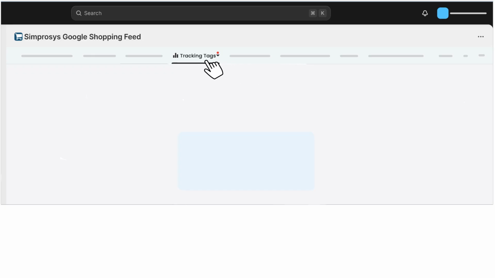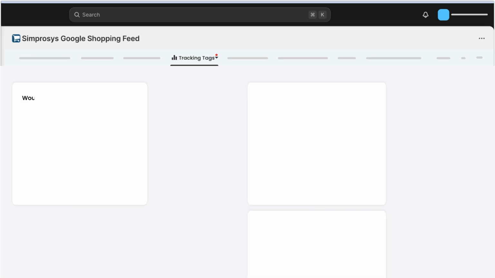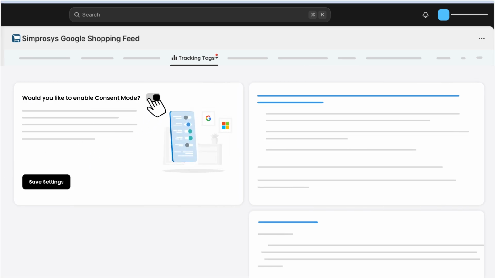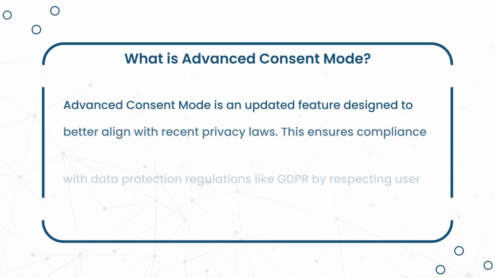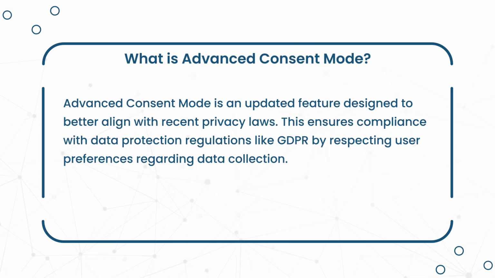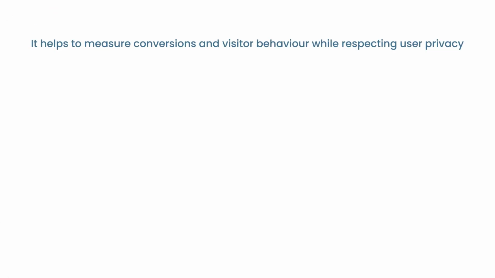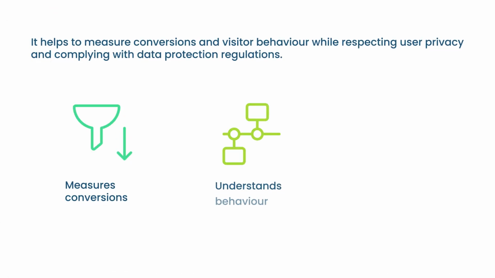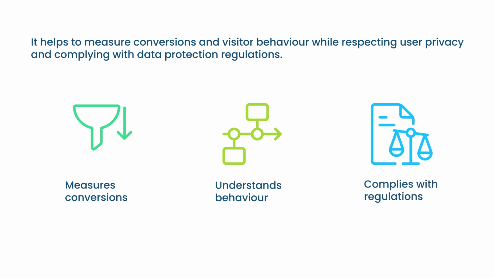In this video, we'll explain what Advanced Consent Mode is and how to set it up using the Simprosys Google Shopping Feed app for your Shopify store. Advanced Consent Mode is an updated feature designed to better align with recent privacy laws. This ensures compliance with data protection regulations like GDPR by respecting user preferences regarding data collection. It helps to measure conversions and visitor behavior while respecting user privacy and complying with data protection regulations.